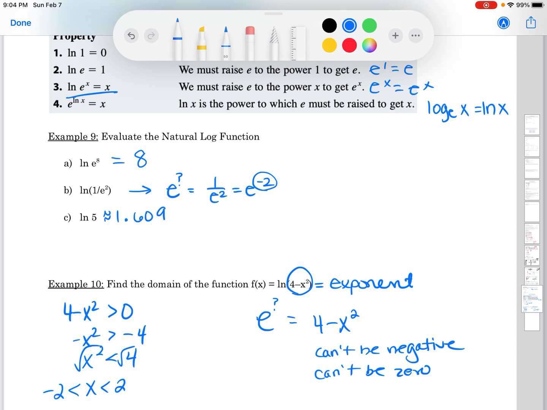And I could test to just double check. If I plugged in x was 0, 4 minus 0 squared, that works, no problem. And when I plug in the negative 2 or the positive 2, I'm going to get 0. So that makes sense for my endpoint.